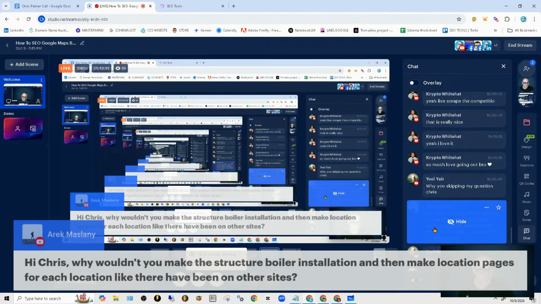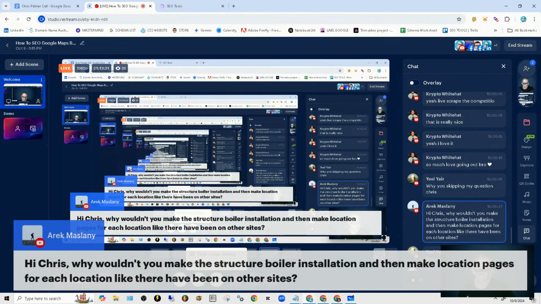All right. Hey, Chris. Wouldn't you make this structure boiler installation and then make location pages for each location, like there have been on other sites? On that asset there, I would make a boiler installation page, and then I would make boiler installation Darby, boiler installation Sunny Hill, boiler installation. Yes, I would target the other locations.